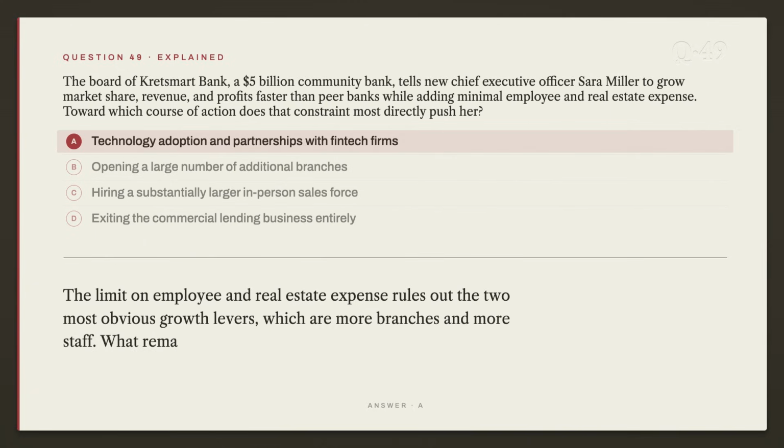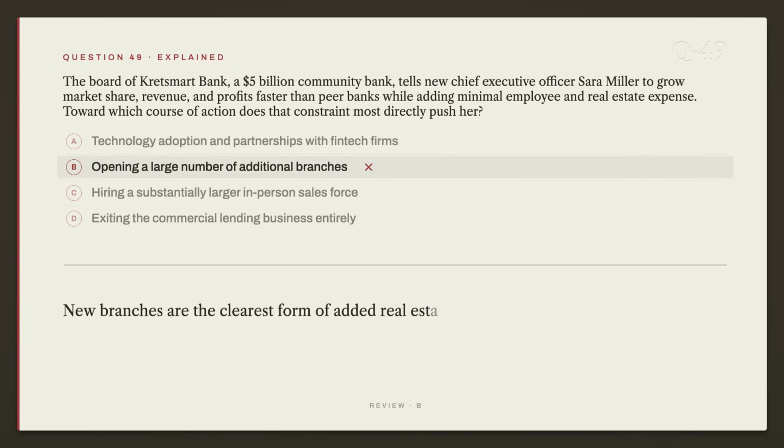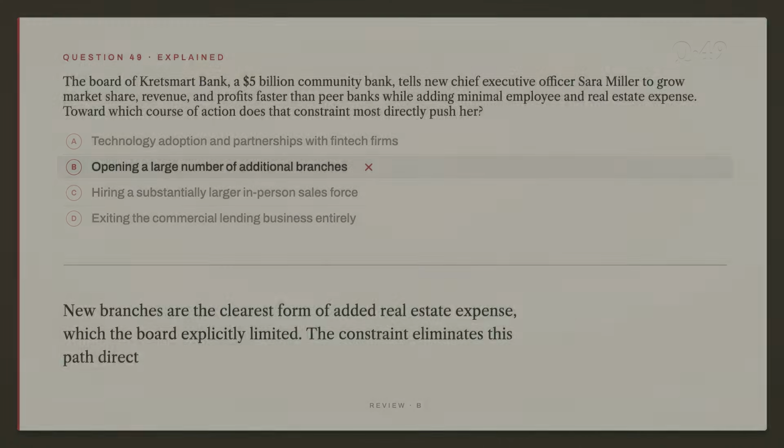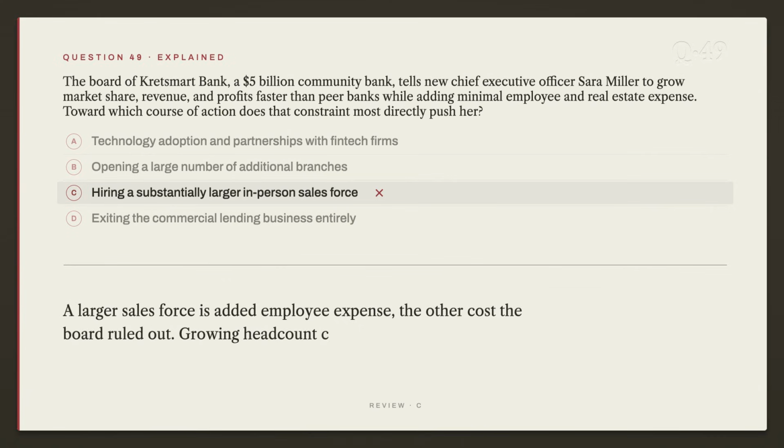That constraint is the reason the mandate is framed as a sorting problem between competitors and partners, rather than a spending problem. B is wrong because new branches are the clearest form of added real estate expense, which the board explicitly limited. The constraint eliminates this path directly. C is wrong because a larger sales force is added employee expense. The other costs the board ruled out. Growing headcount contradicts the mandate on its face.